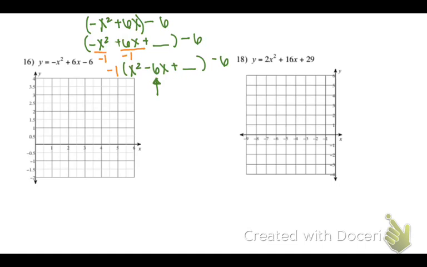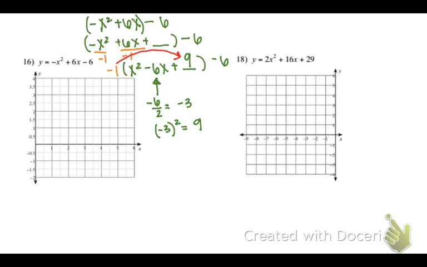To figure out this number, it's kind of like what we were doing at the beginning. So we're going to take this negative 6, divide by 2, and we get negative 3. Then we're going to square the negative 3, and you get 9. So we're going to add 9 here. But if we're going to add 9 here, I need to add something on the outside too. So typically, if this 1 right here was not here, then I could just go minus 9. But since that 1 is here, I'm going to multiply this in.